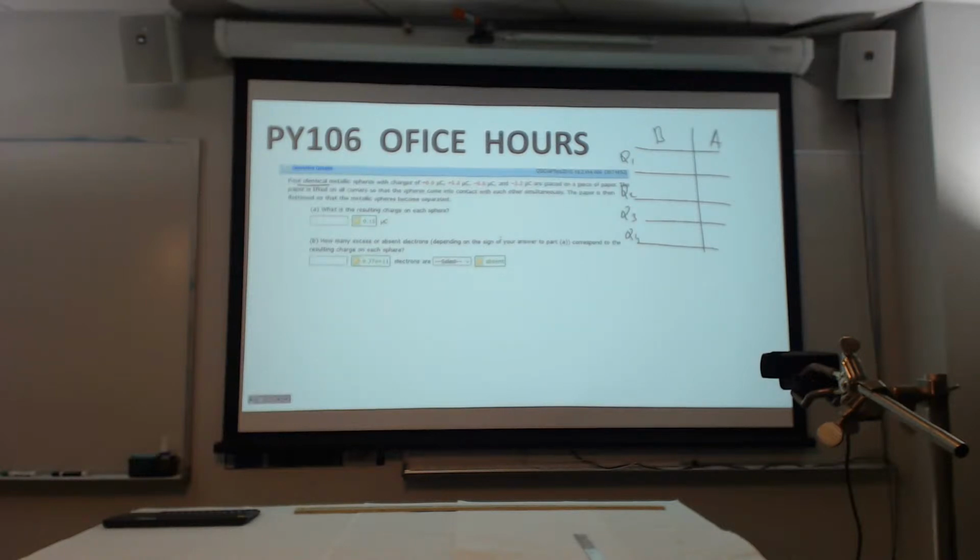Can you see the screen clearly? Yes, I can. So my numbers are different from yours, doesn't really matter. And what we know, I can use just the same letter. After they touch each other, the charge is supposed to be the same. So now Q1 plus Q2 plus Q3 plus Q4, that's the initial charge of a system, should be equal to 4 times Q because of this word and because they're metallic.